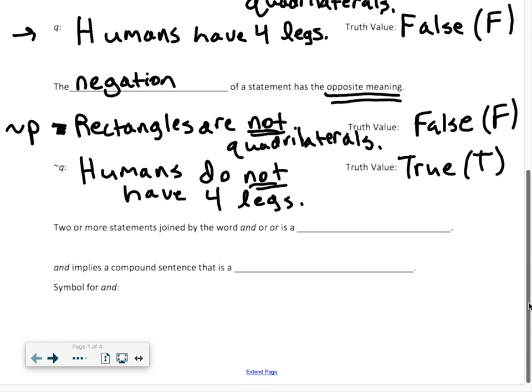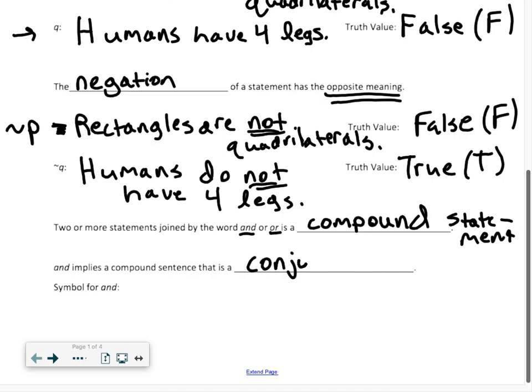Okay. So two or more statements joined by the word and or or is what we call a compound statement. So we can put statements together by using the words and or or. And implies a compound sentence that is a conjunction. We call and a conjunction.